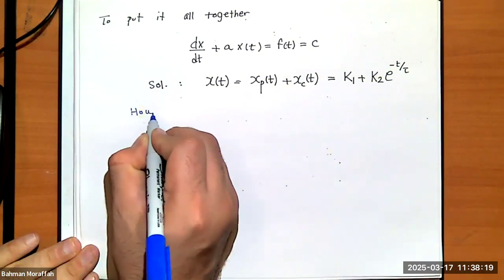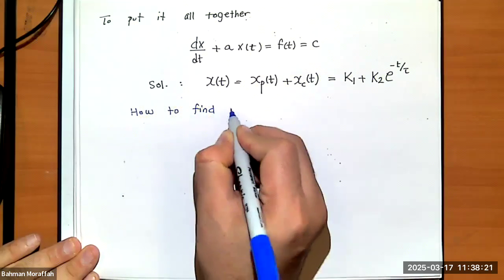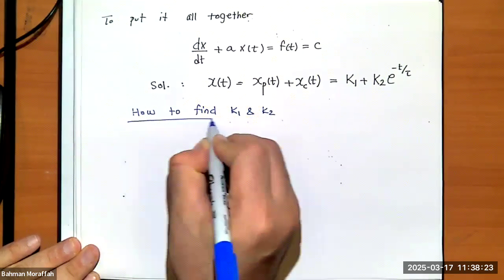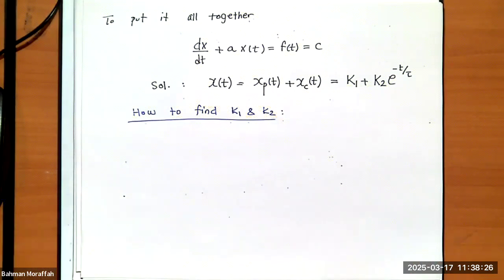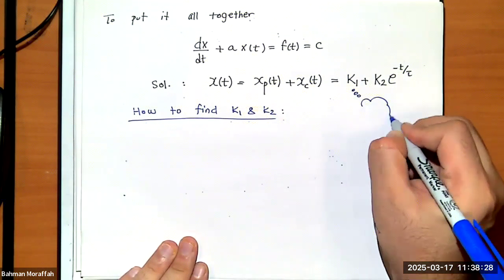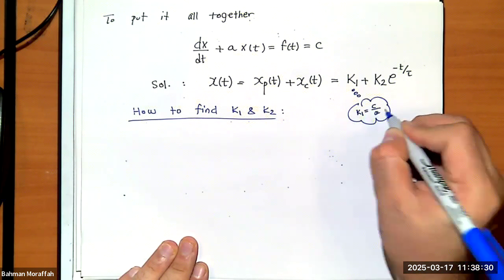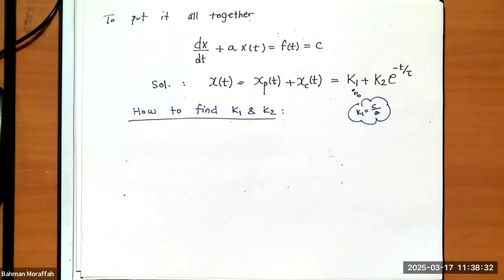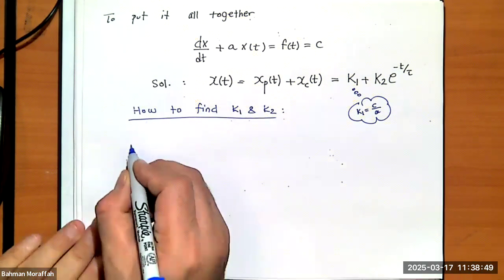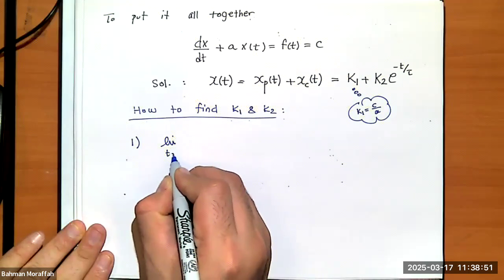So how to find k1 and k2? Well, like I said, we already know k1. K1 is c over a, right? But let's look at it from another angle. What happens if I find the value of x of t when t approaches infinity? What happens? Basically, what is this?